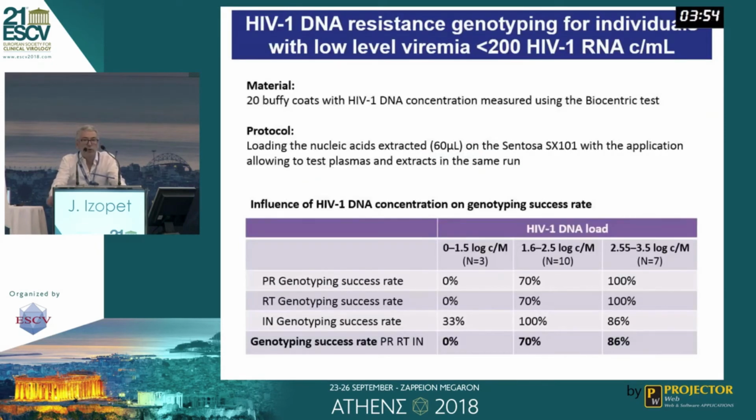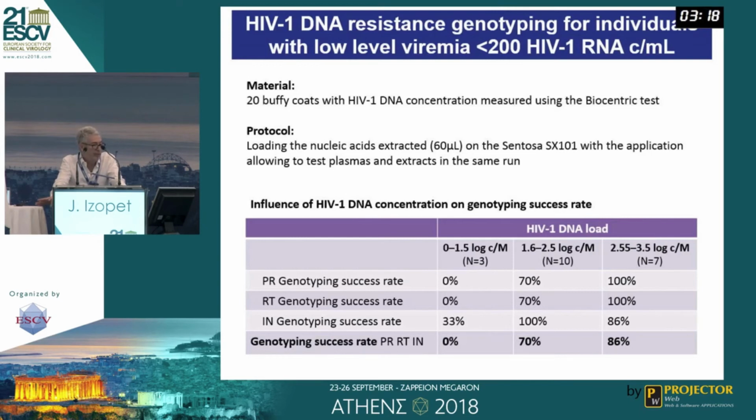We also had an experience of genotyping using DNA based on PBMC samples. We used 20 buffy coats with HIV DNA concentration measured using the Biocentric test. The protocol used allowed loading the nucleic acids extracted on the Genexus, with the application allowing to test plasma and extract in the same run.